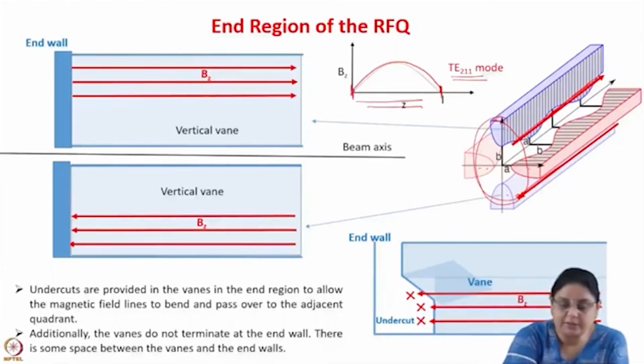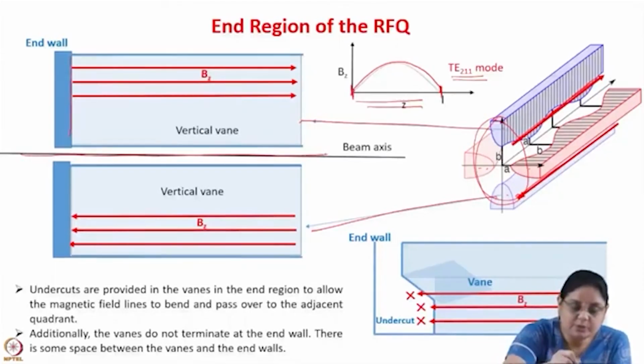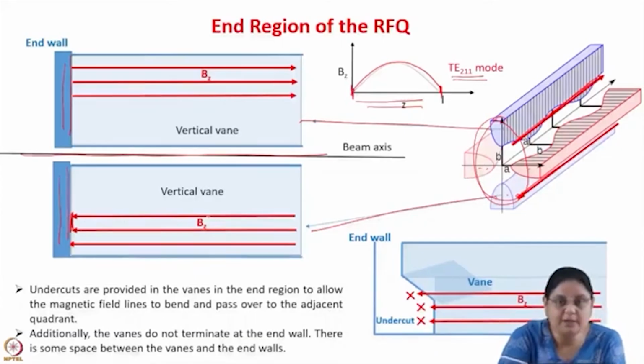These are the two vertical vanes. The modulations are not shown here; they will be there, but they are not shown. This is the bottom vane, this is the top vane, and this is the beam axis. Now if you close it with an end wall at this region here, this is the normal component, and hence the magnetic field has to go to 0.